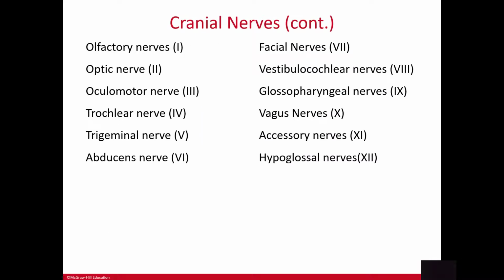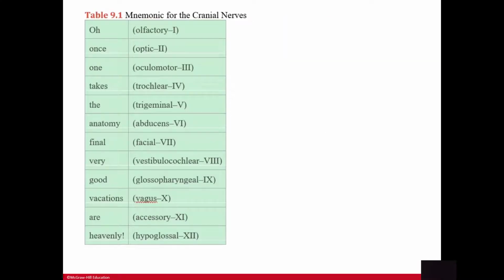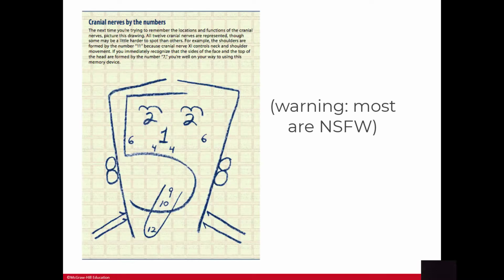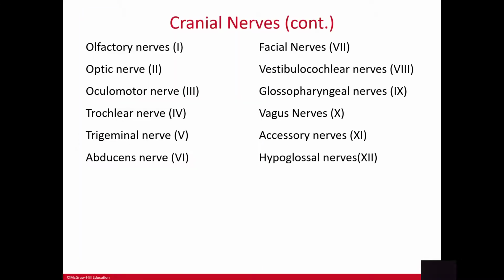There are many different ways to remember the names of the cranial nerves. Here is a mnemonic from your book. There's a lot more you can find online and even visual ones to help you remember the function of each of the nerves. And here's a list of all the nerves and their names.